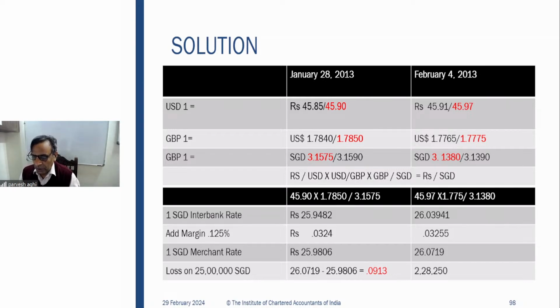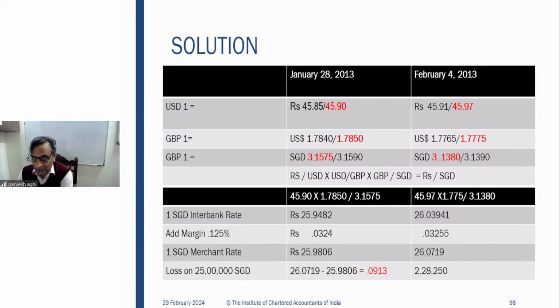So if we do this, we can just calculate the 1 Singapore dollar interbank rate. So it comes to 25.9482 on January 28th. But on February 4th, it came to 26.03. So the rate has moved. The customer wanted to make the payment on January 28th. Had the payment been made at 25.94, it would have been better off.